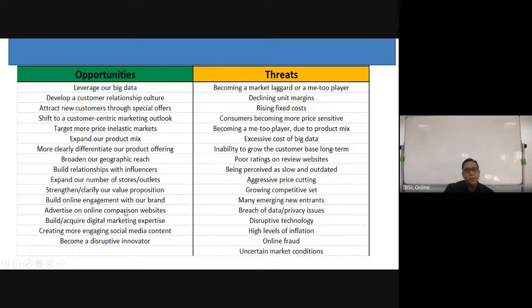Advertise online. Advertise on online comparison websites. Let me clarify that for you. I don't know what they really mean by online comparison websites. Okay, let me clarify that later. Acquire digital marketing expertise. Acquire digital marketing expertise in-house, or even if you don't have it inside, you can always outsource that.